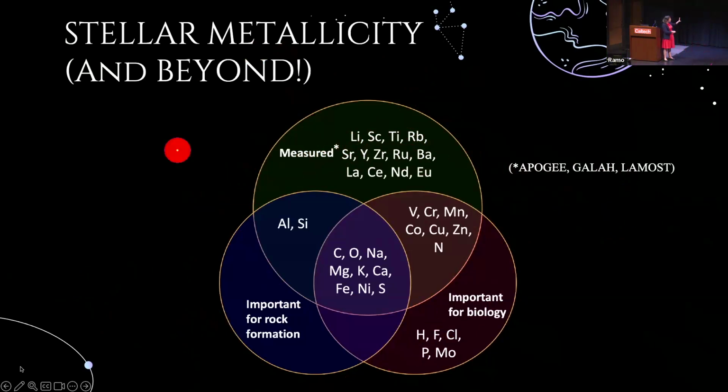This one here is the superset of elements that are important for rock formation. We want to build rocky planets. What do we need to build a rocky planet? And then this circle here is kind of provocative. This is the elements that are important for life as we know it, right? So if you have a star that doesn't have a lot of these, what does that mean for the planets it can make, and what does that mean for the life that can evolve on those planets?